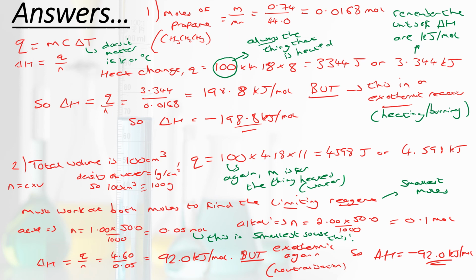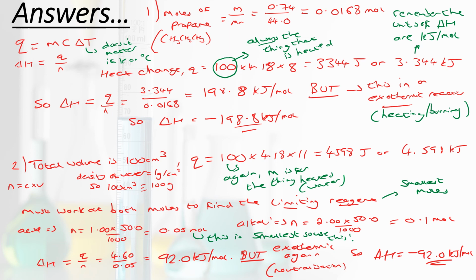Now, remember, as I said a few slides ago, the really key thing to remember is to note whether the reaction you're looking at is exothermic or endothermic. Here we have a combustion reaction. We're burning this propane, so that's an exothermic reaction. Exothermic reactions have a negative delta H, and therefore we have to make sure that we put a negative in front of that. So our answer would be negative 198.8 kilojoules per mole.